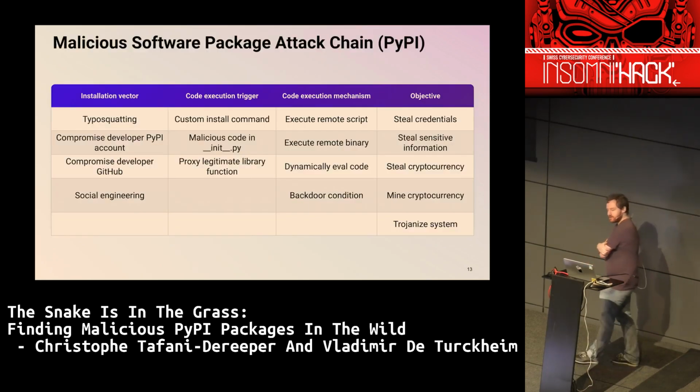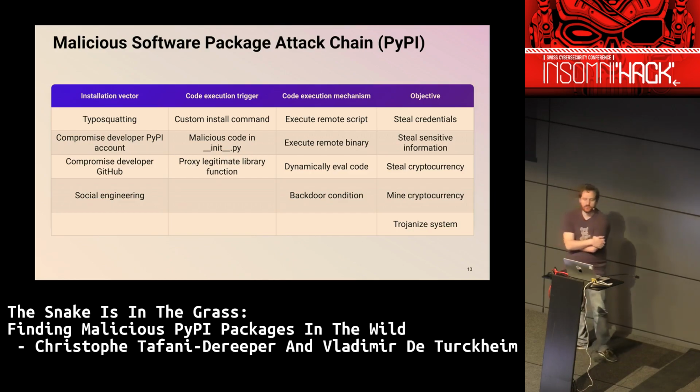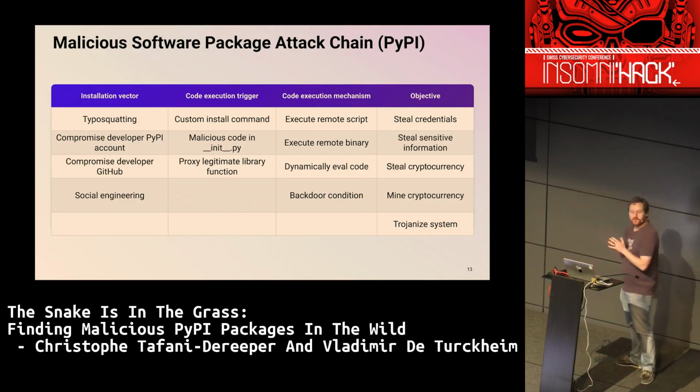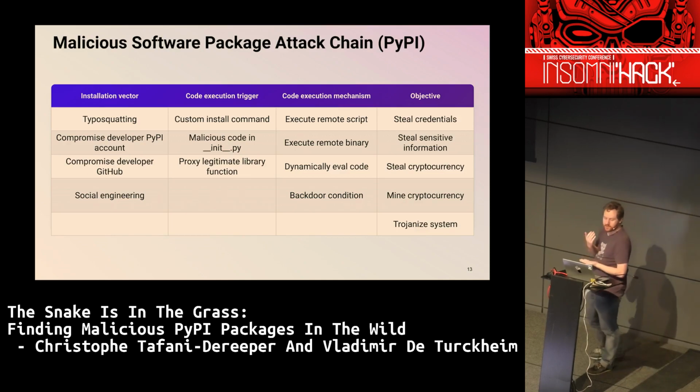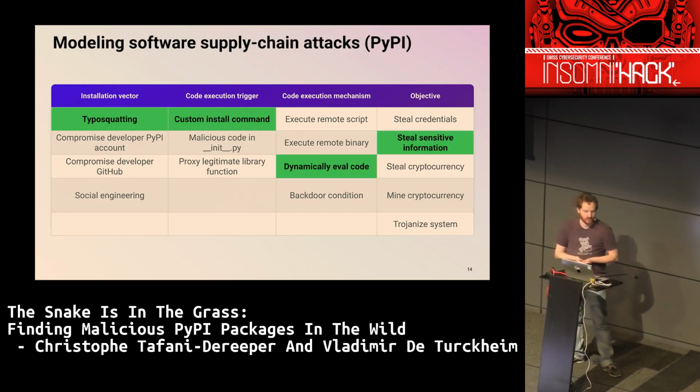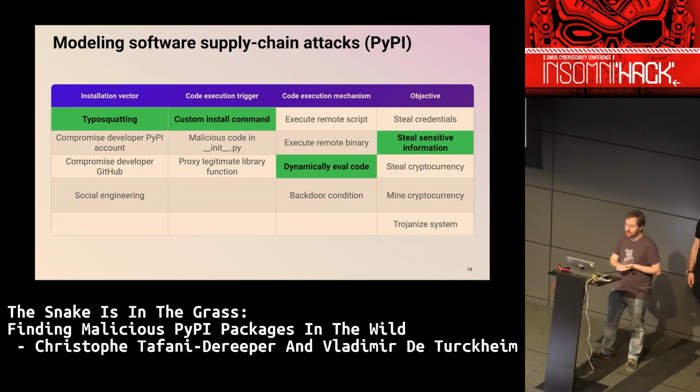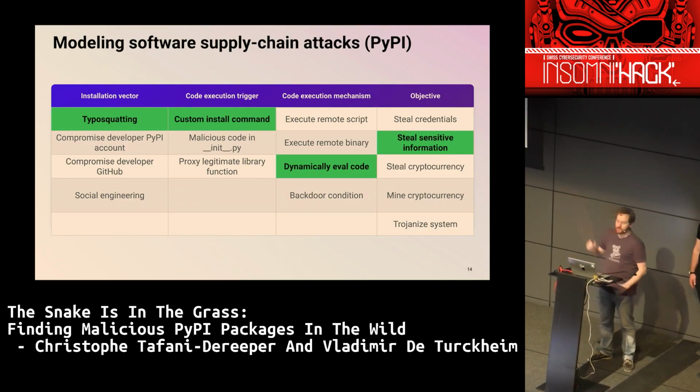So because we are security researchers, we want to build matrices. Here is a matrix where you can have some of the things we have seen in terms of vectors of installation, execution of code, and objectives. And if we are looking at the requestx package, you see that it follows a very standard path in that situation.